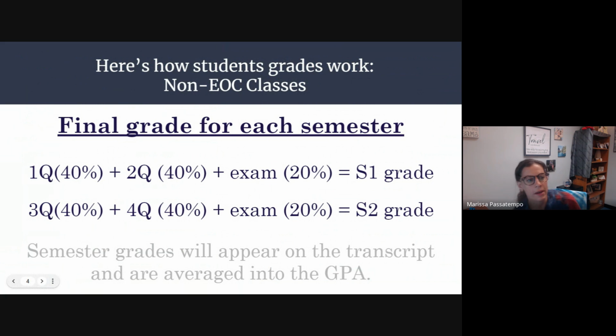Okay, so we're going to talk about non-EOC classes. Non-EOC classes are classes that don't have a state exam attached to them at the end of the school year. So in order to get the final grade for each semester, quarter 1 would be 40%. Quarter 2 is 40%. The exam is 20%, and then that will calculate to a semester grade. And then moving forward, it would repeat the pattern. So it would be third quarter plus fourth quarter plus the exam, and then that would equal the semester 2 grade.